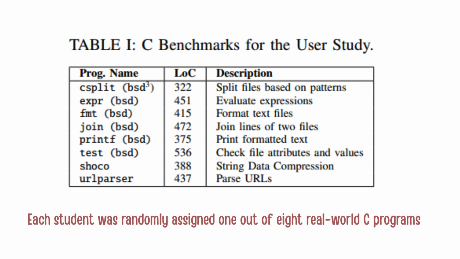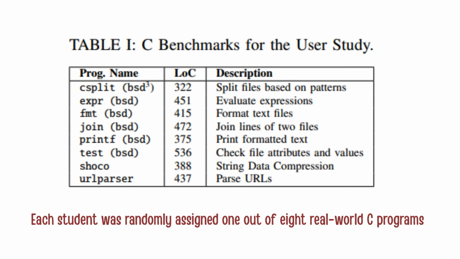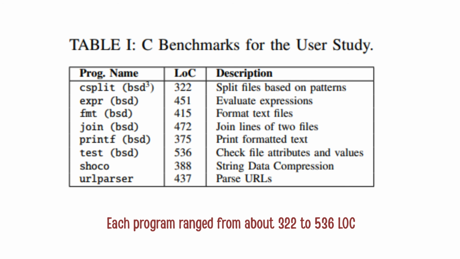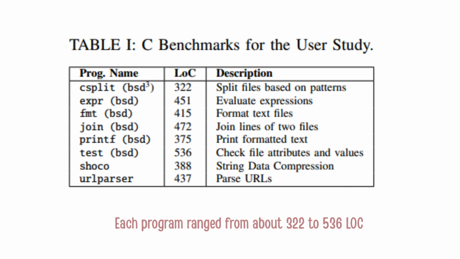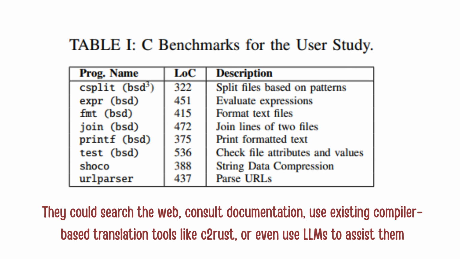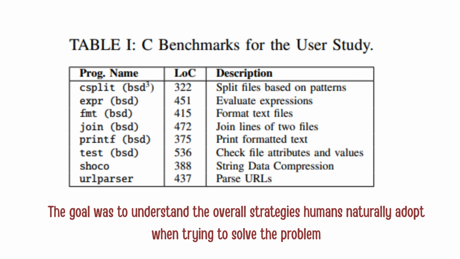Each student was randomly assigned 1 out of 8 real-world C programs collected from GitHub. Each program ranged from about 322 to 536 lines of code, making them realistic enough to expose the challenges of manual translation while still being manageable within the project timeline of 20 days. And unlike many controlled experiments, they were allowed to use any resources they wanted. They could search the web, consult documentation, use existing compiler-based translation tools like C2Rust, or even use LLMs to assist them. The goal was to understand the overall strategies humans naturally adopt when trying to solve the problem.